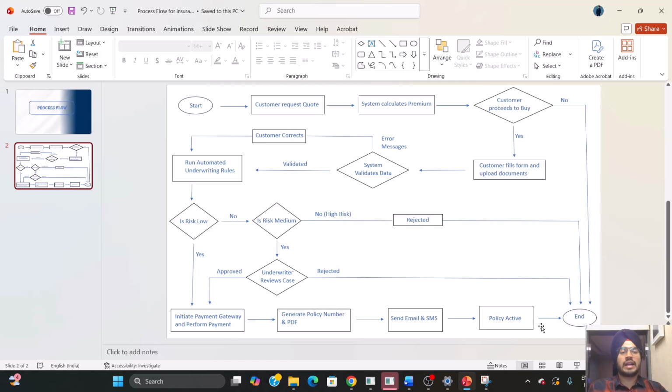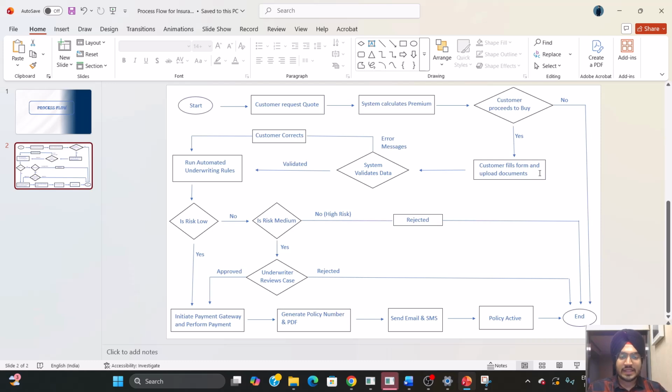So there are total 3 major conditions in this workflow that probably if we can understand it better, then we can understand the whole workflow. First is if customer proceeds to buy the policy or not. So if customer proceeds to buy the policy, then they can fill up the form and upload the document. If no, then the workflow ends.